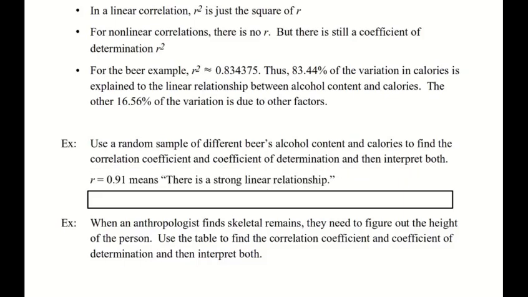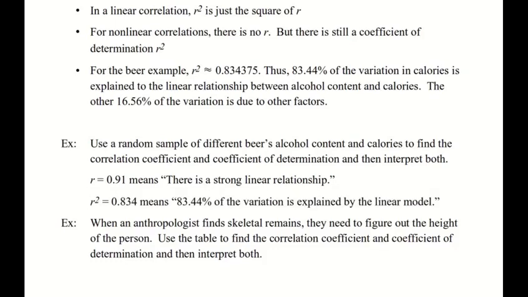So when we saw in our calculator that r equals 0.91, that means that there is a strong linear relationship. You can say a strong positive linear relationship. Strong because it's very close to 1. When we looked at r squared, we said that r squared was equal to 0.834 approximately, and that means that 83.44% of the variation is explained by the linear model.